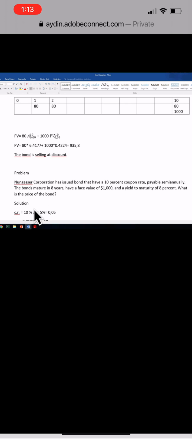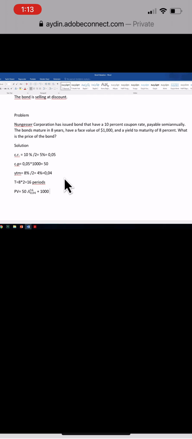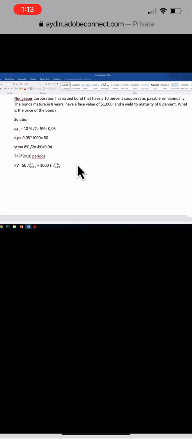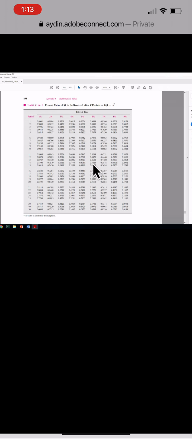So what is the yield to maturity here? Is 4%. 16 periods and 4%, 0.5339.